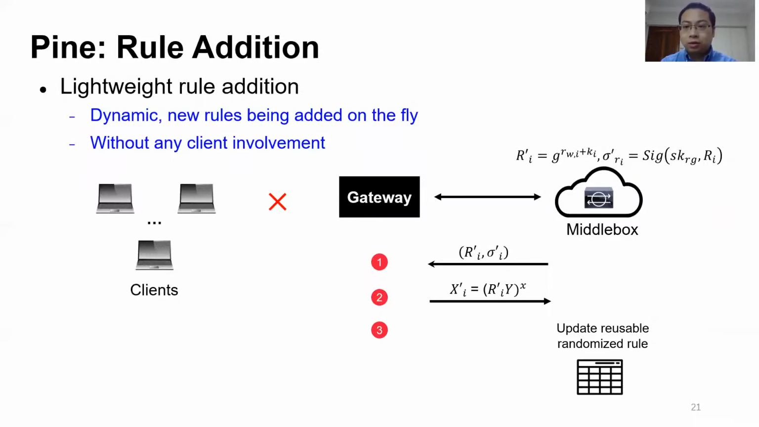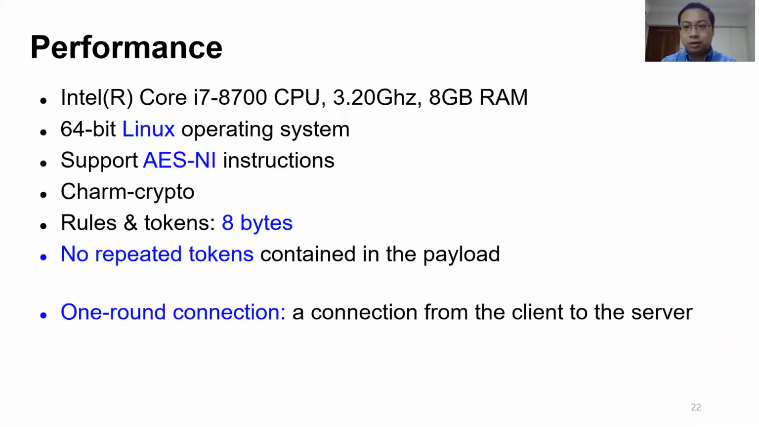In practice, new rules may be required to be added into the system. As shown in these slides, the rule addition protocol is a simplified protocol of the preprocessing protocol. The Middlebox only needs to run a two-round protocol with the gateway, and this protocol is executed offline. The rule addition is seamless to the clients in the sense that the gateway can locally execute the rule addition phase with the Middlebox without any client involvement.